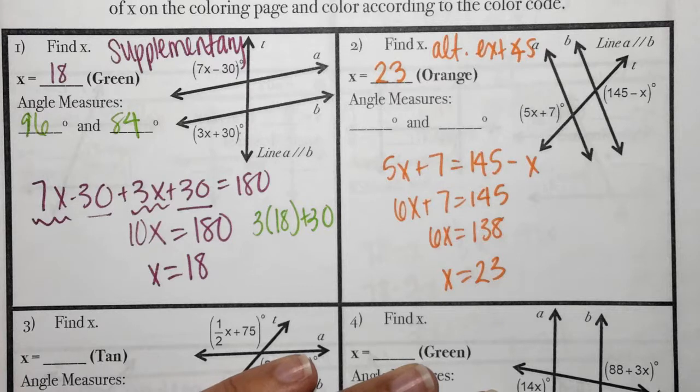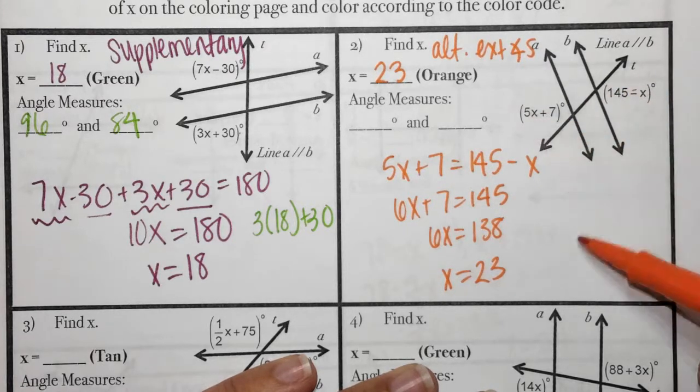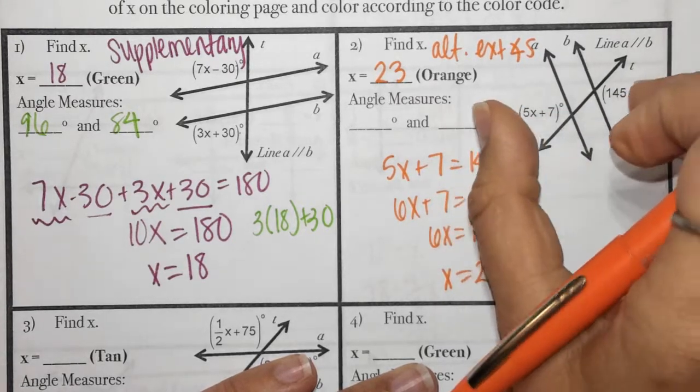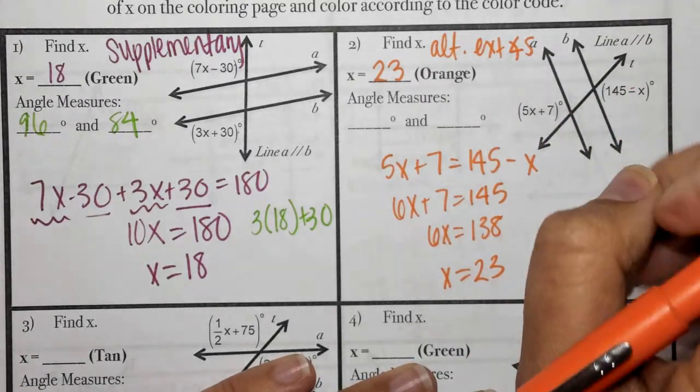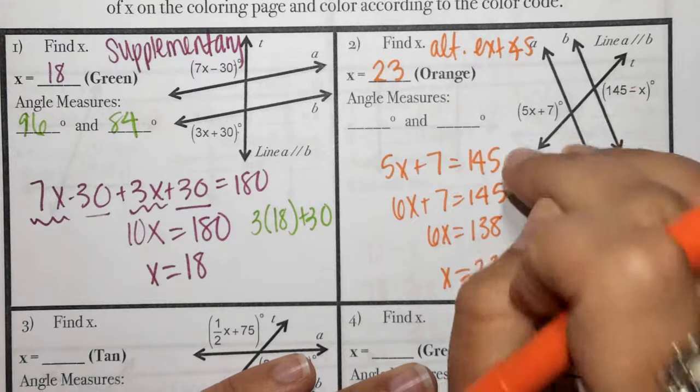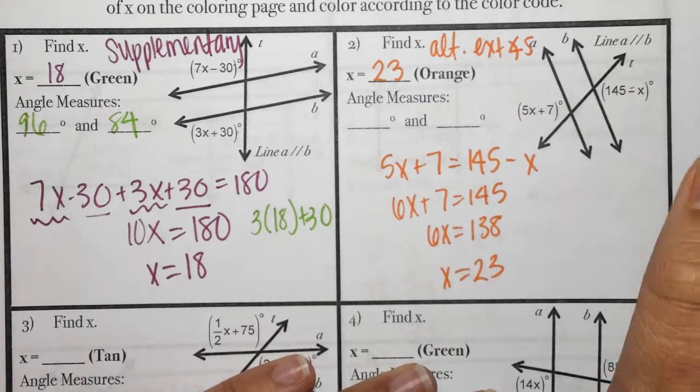Do you see how they're on opposite sides of the transversal? Yes. And they're on the outside of the lines? Yes. That means that they're alternate exterior angles and they're congruent. So look to see what kind of angles they are first.